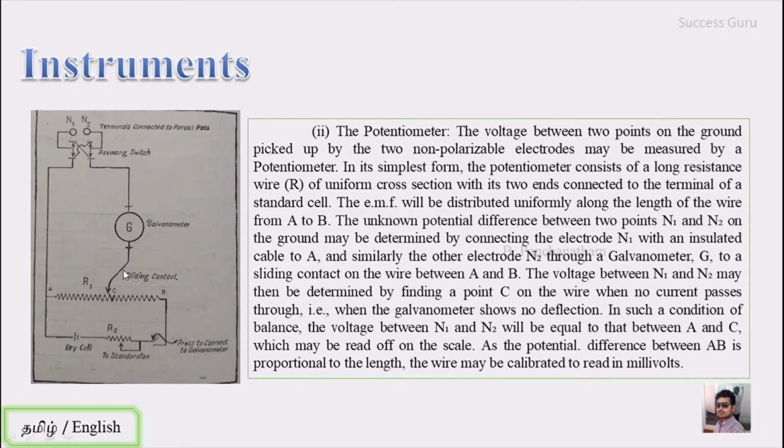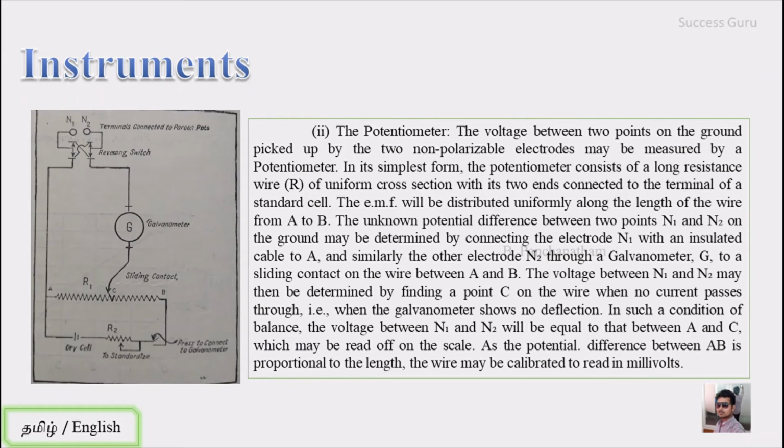So the voltage between N1 and N2 may be determined by finding the point C on the wire when no current passes through, that is, when the galvanometer shows no deflection. In such a condition, the balance of voltage between N1 and N2 will be equal to the distance between A to C, which we may read off from the scale.